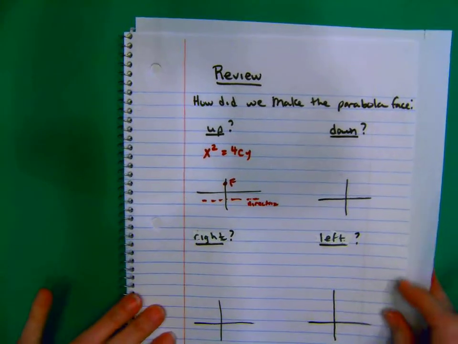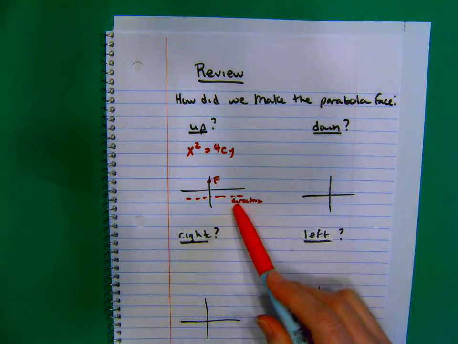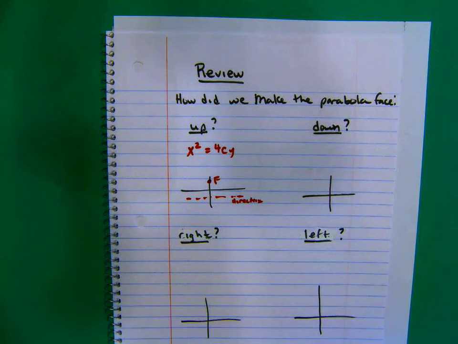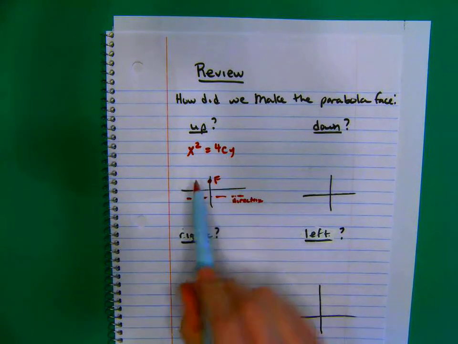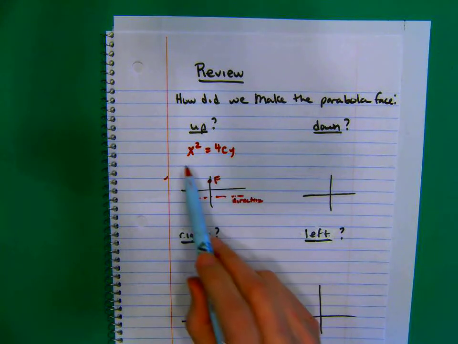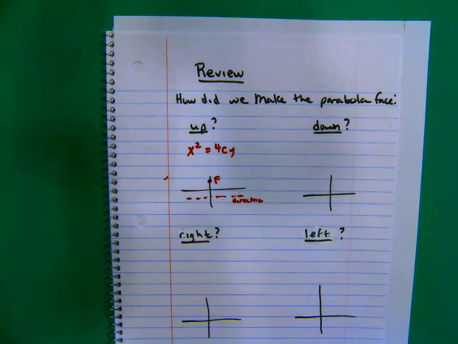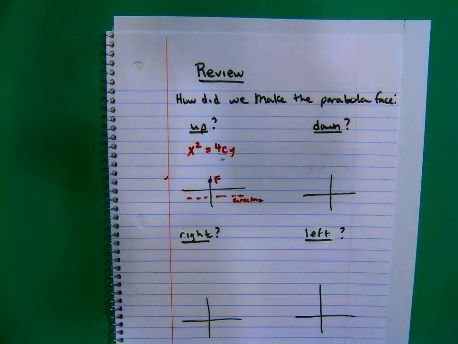So I'm going to start with a little review. That's how I decided I wanted to talk to my students about how we made the parabola face up, how we made it face down, and how we made it face to the right and to the left. When we had it face up, you need to decide which form you're using, but I chose to use the focal width form. And so when it faced up, it had an x squared, and this 4c right here was positive, and the focus was up here, and the directrix was a horizontal line.